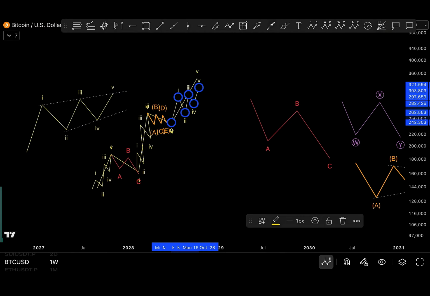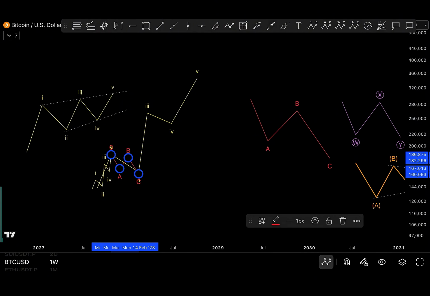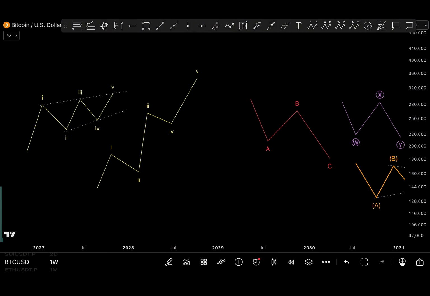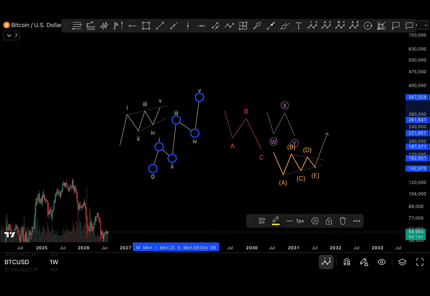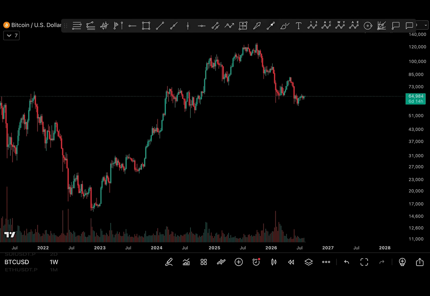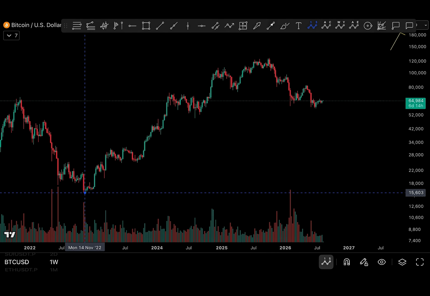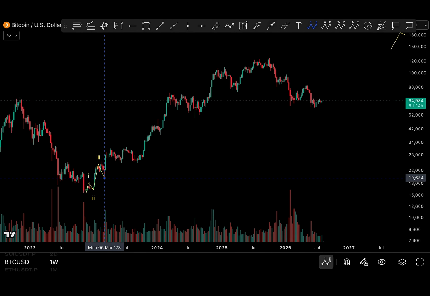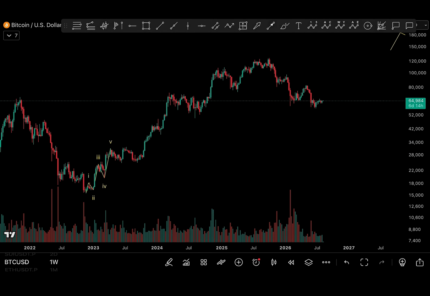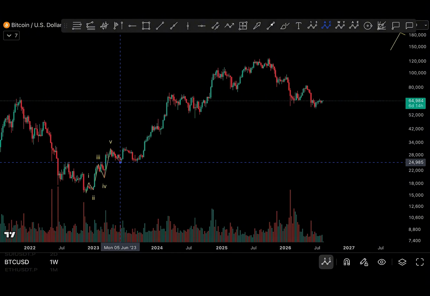What I'm trying to say here is that within this singular wave, there are inner waves within this impulsive wave. I'm going to show you in the price action. Can you see in the price action? This is your 1, 2, 3, 4, 5, and your corrective wave, A, B, C, flat.